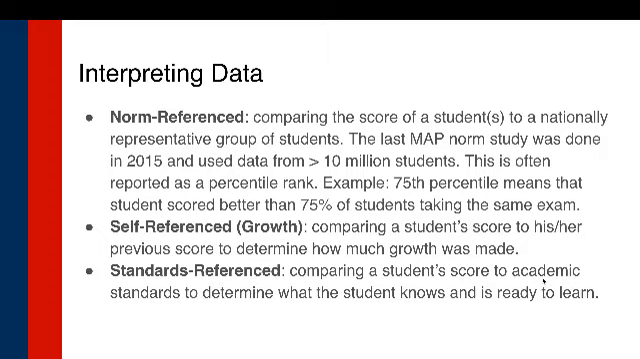All right, so a couple of other things about data. There's 3 different ways to really look at data using MAP. The first one is norm referenced. So there was a norm study that was actually done in 2019-20. This slide says 2015, but the last one was actually just completed. And what that's doing is comparing all the students that took the MAP assessment across the United States over the last several years, and you're able to derive from that a percentile rank.